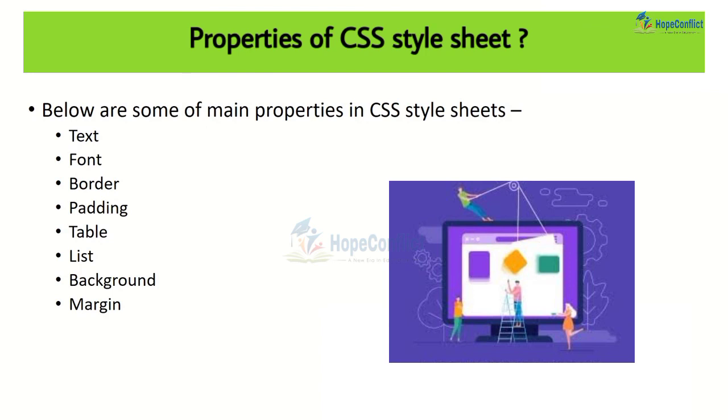Can you list down some of the main properties of CSS style sheets? So some of the main properties in CSS style sheets are text, font, border, padding, table, list, background, margin. So these are some of the mainly used, or I would say frequently used, properties in CSS style sheets.